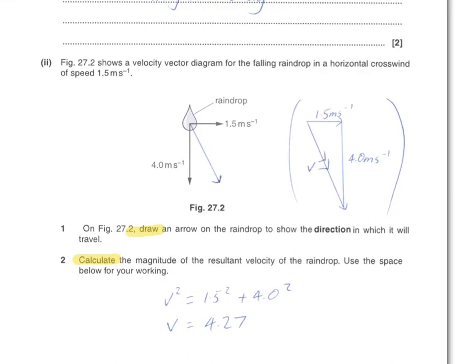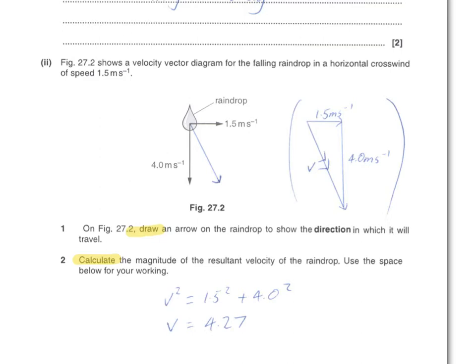The next diagram shows a vector diagram for the falling raindrop in a horizontal crosswind of a speed 1.5 meters per second. The first part of the question asks us to draw an arrow on the raindrop to show the direction in which it'll travel. So I've at least mentally added up the 1.5 meters per second with the 4 meters per second, and that's going to give me a final velocity down in that direction. So that's what I needed. The arrow's got to be on the raindrop, as it said in the question, and it's got to be down and to the right.